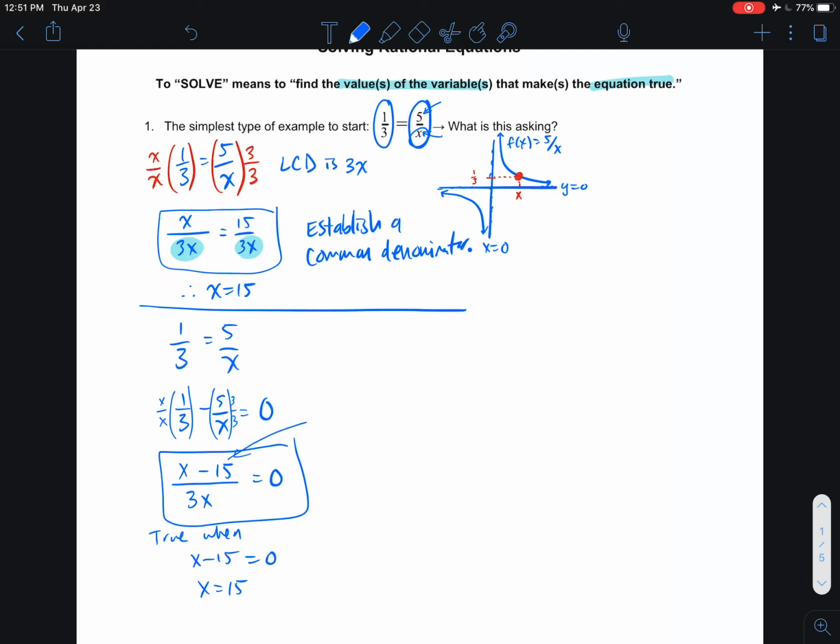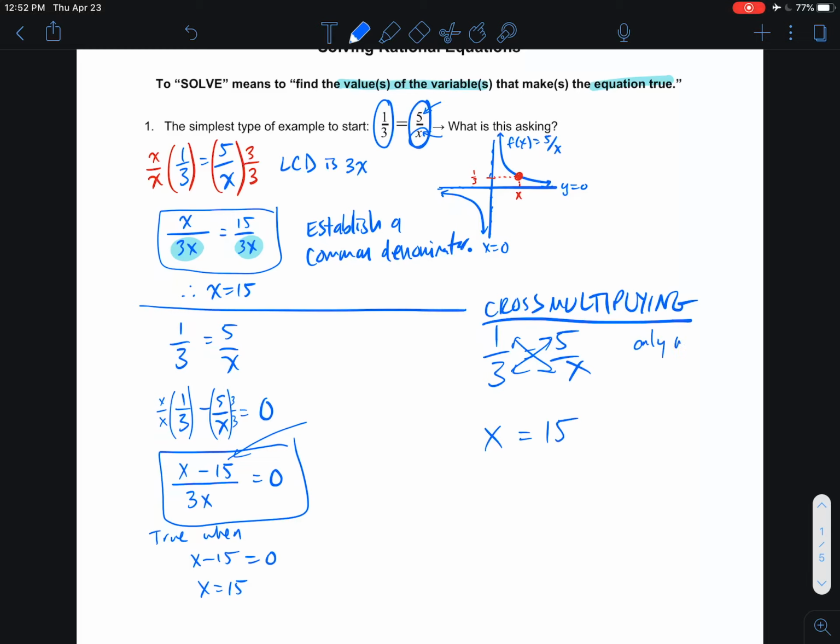Of course, we have all kinds of other strategies that we've learned in grade 9, like we can cross multiply. Doing that, we're left with 1 times x equals 3 times 5, which is 15. You get to that answer right away. Totally. The problem with cross multiplying as a strategy with the advanced functions that we're in right now is that it only works with equations. It doesn't work with inequalities, which is where we're going next. So cross multiplying only works for equations, and we'll go into why that is later.